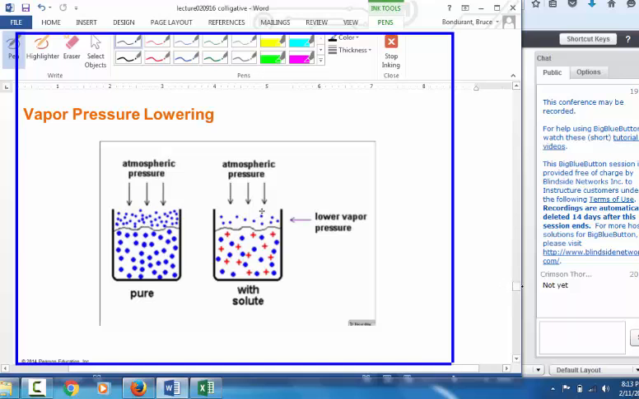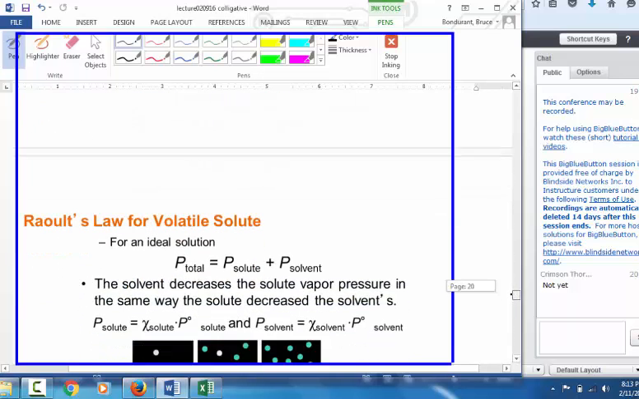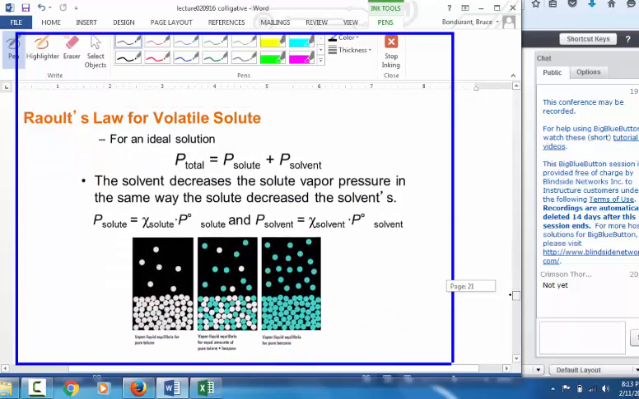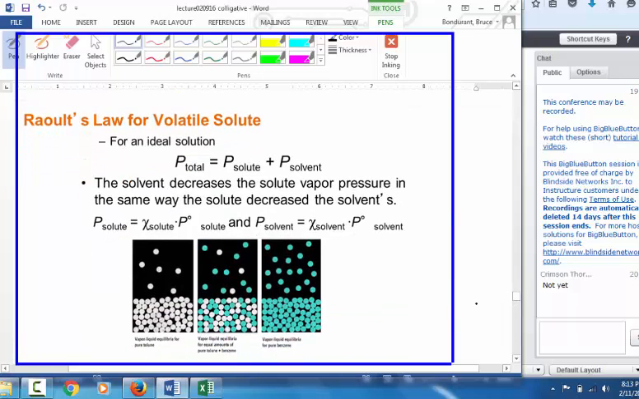So that's the result then with vapor pressure lowering. Now, with the volatile solute, with Raoult's law, you have on this side, as an example, a pure solute, and let's say maybe it's toluene or something, which is not very volatile, so you just have a few of these molecules in the air.